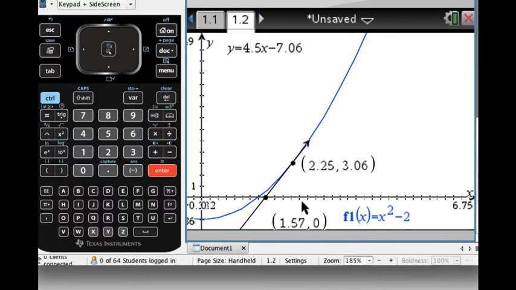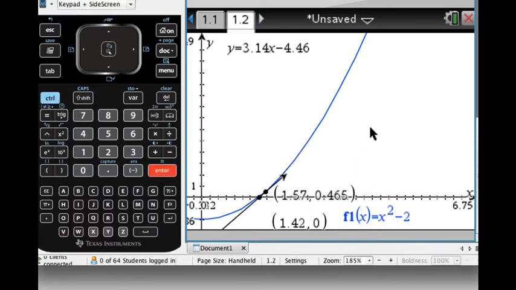So now I just continue this process. I take this x-coordinate, copy it, paste it, hit enter. And each time it gets closer and closer. And you'll notice this 1.42 is getting closer and closer to the square root of 2. You may recognize the square root of 2 as about 1.414. Copy that, paste it.